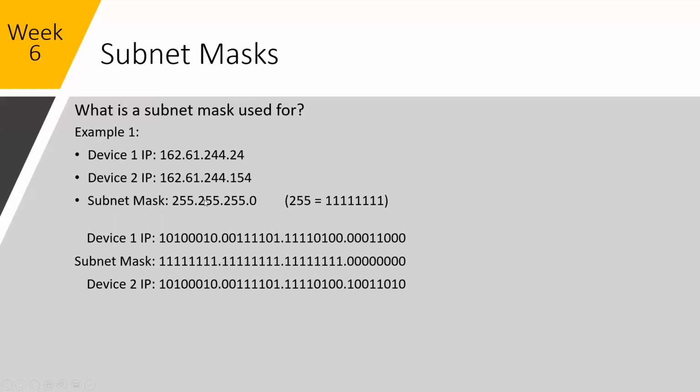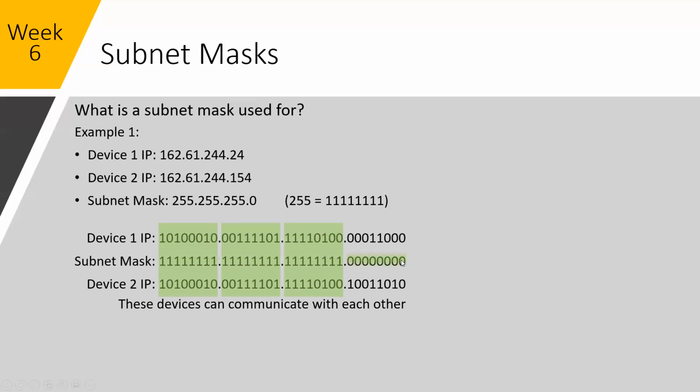So with 255.255.255.0, all of these bits for both of the IP addresses must match. These devices will communicate with one another because all of these bits match, all of these bits match, and all of these bits match. And since it's 0, we don't care, all of these work. Because this passes that mask check, these devices can communicate with one another.